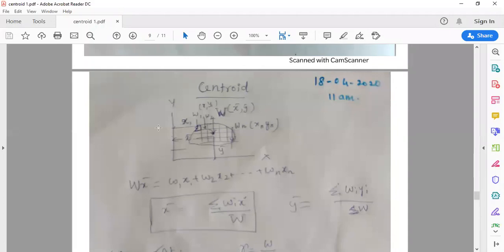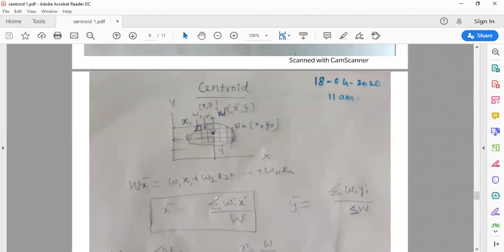Now I am taking moments with respect to the Y axis. The moment of the resultant, that is W into the distance X bar, W times X bar, equals, since we have divided into small elements, W1 X1 plus W2 X2 plus W3 X3, and so on, plus Wn Xn. That is how I am applying the principle of moment to this plate. So X bar equals W1 X1 plus W2 X2, and so on, plus Wn Xn, divided by W.